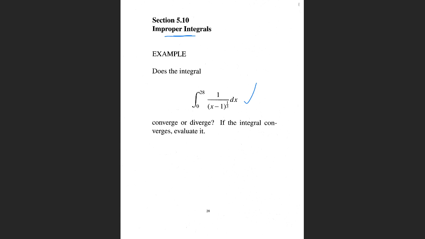Let me just ask you this real quick. Well, so I think this is probably helpful. Let me write our function down. The function is 1 over (x minus 1) to the third power. Let's look at the endpoints. Is f of 0 defined?